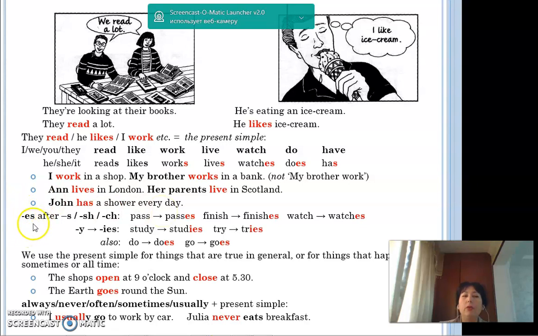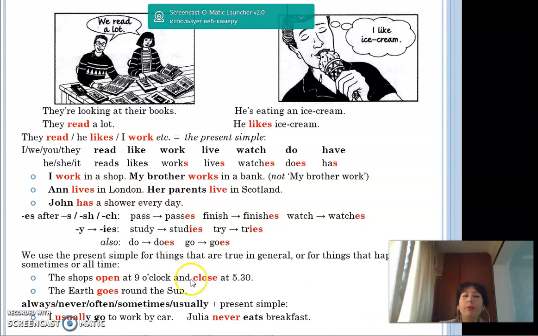So we use es after s, sh, ch, like pass, passes, finish, finishes, watch, watches. If the verb ends with y, the y changes into i and we add es, like study, studies, try, tries. Also do, does, go, goes. After o, we add es.